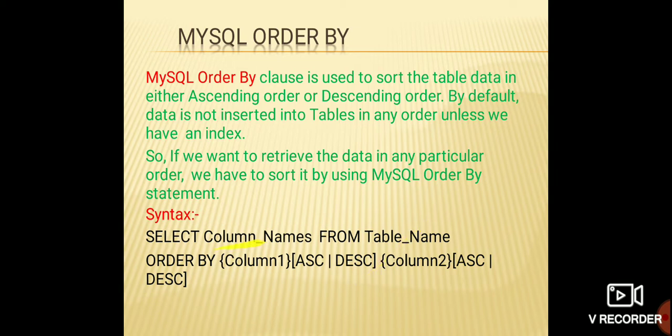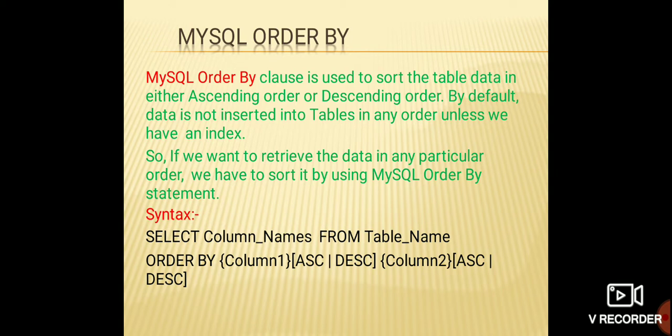Like select column name from table name, order by column 1 ascending or descending order, then column 2 ascending or descending order. Here, what is column name? Column name means the data which you want to display. If you want to display all the data, then what will you write there? Asterisk. From table name: what is the table name? The table from where you want to retrieve the data, that table name you will write. Order by: according to what you want to order, that column name you will write there.